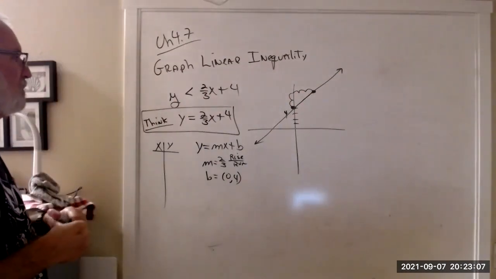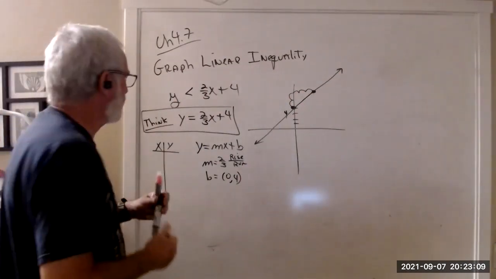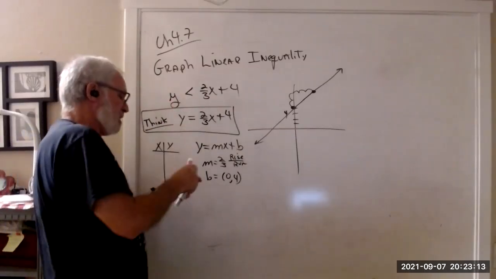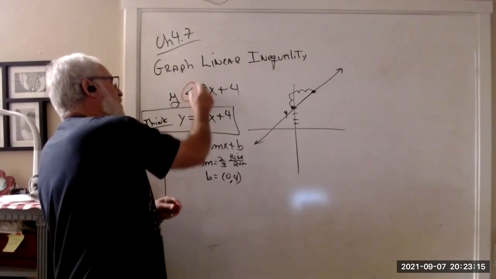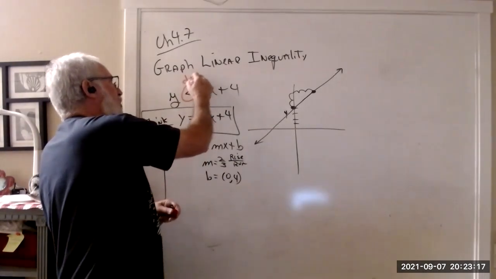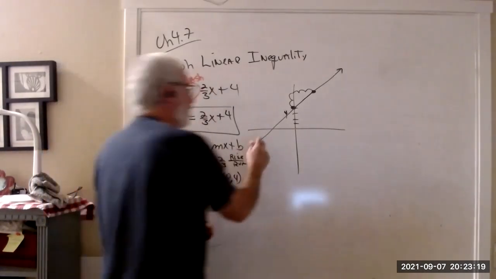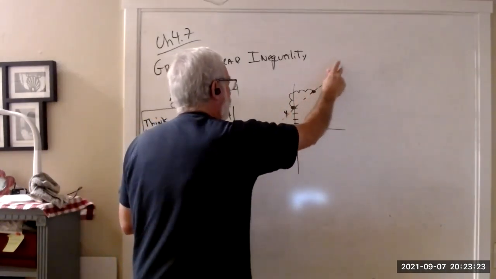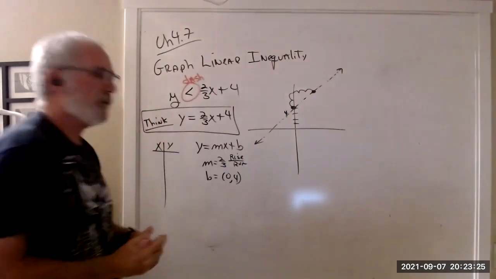Should be a dashed line. Yes, you're 100% right. You guys pick up on that? Less than, okay, means it should be dashed or dotted or whatever you want to call it. So, but that's easy up here on my whiteboard. I can just kind of fake it. It's dashed now.